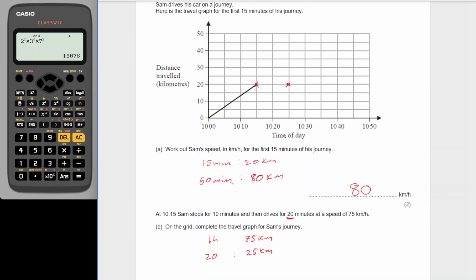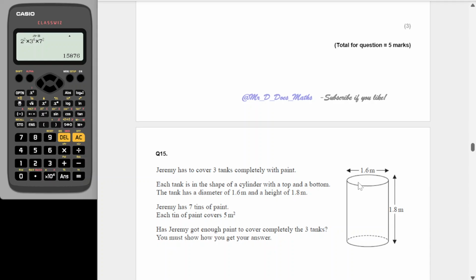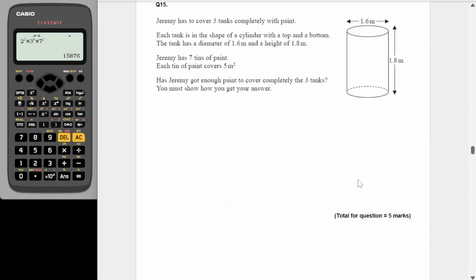So let's find my time first of all. So 20, 10, 20 travels 25, so that would take us to 45. And then I just want to join them up with straight lines, make them red. So there's my distance travel graph. Distance time graph, sorry.